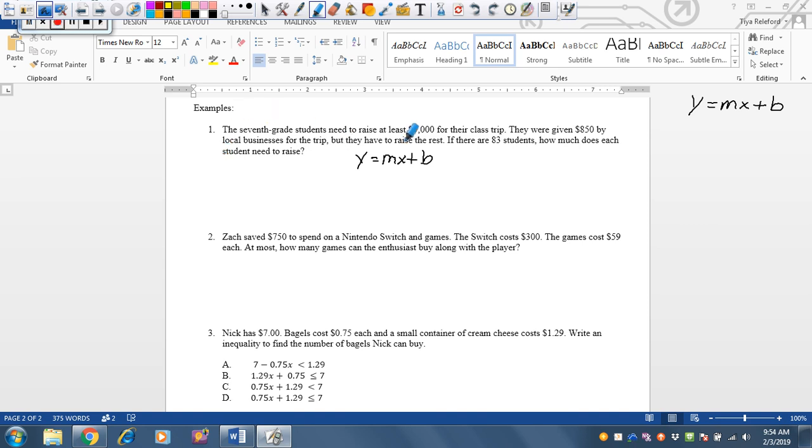A 7th grade student needs to raise at least $5,000 for their class trip. At least $5,000. So $5,000 is your total. That's what they need. And at least, can they have more than $5,000? Can they have exactly $5,000? So if it's more, we want the alligator eating away. And if it's exact, they can have an equal sign.